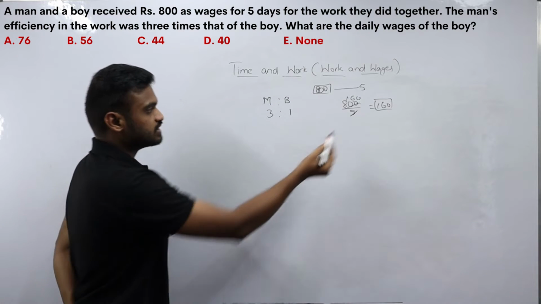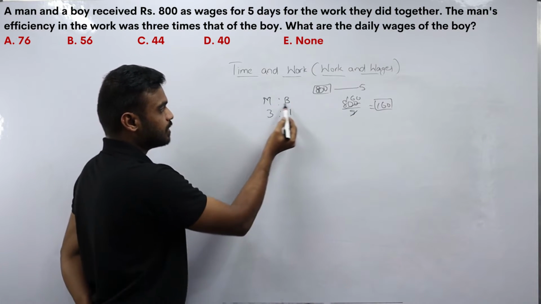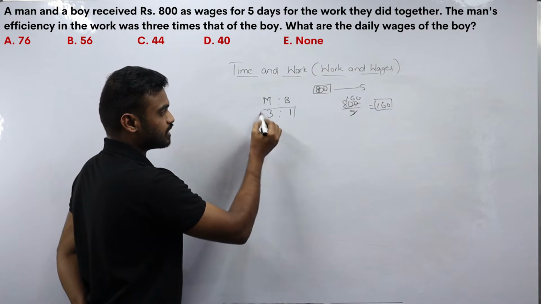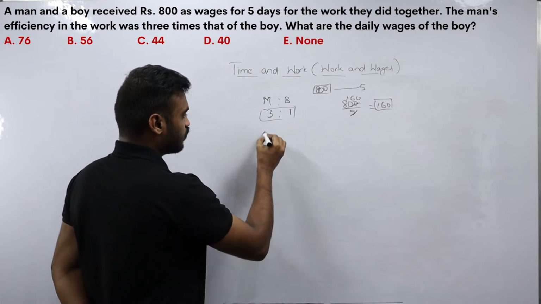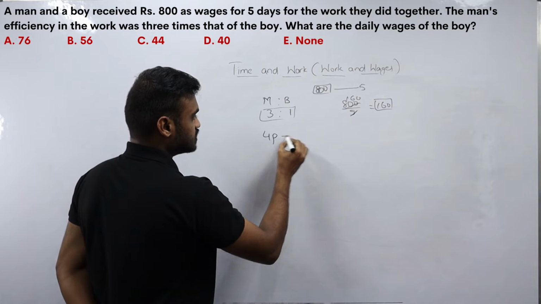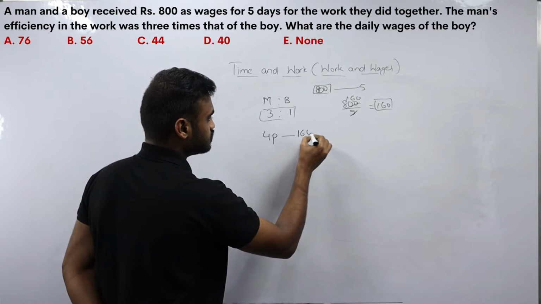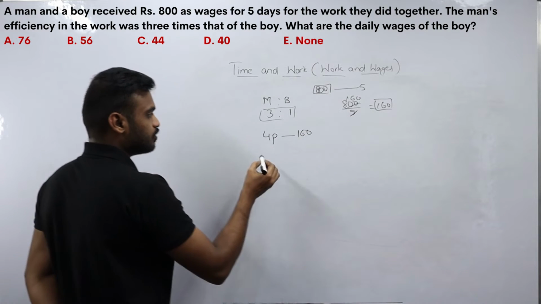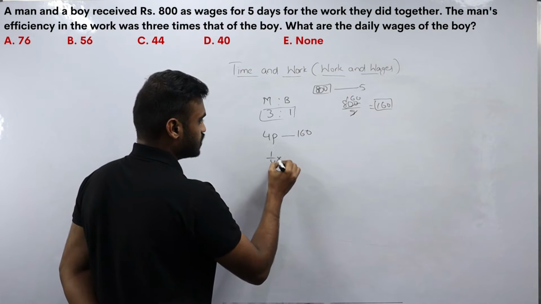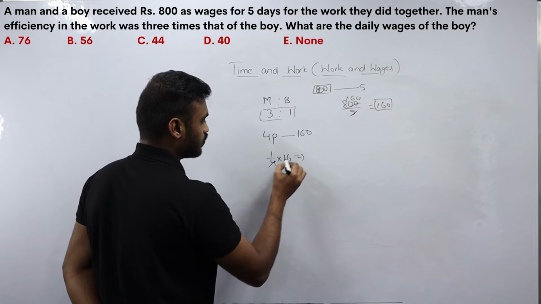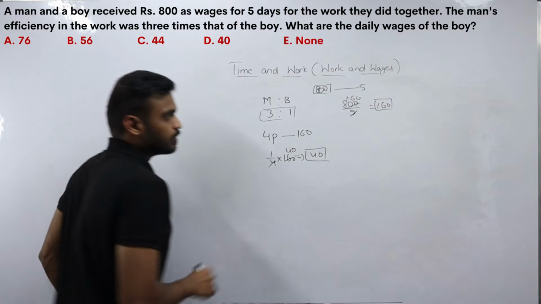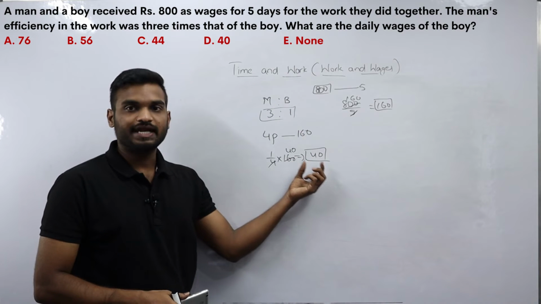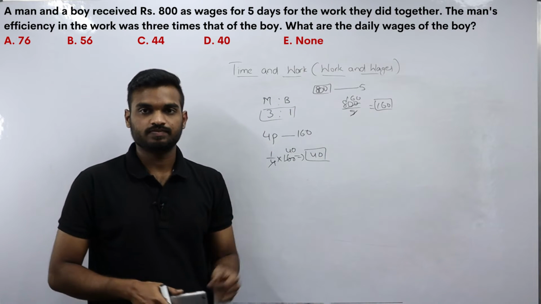Now the 160 rupees will be divided among the man and boy in 3 is to 1 ratio. They are totally 3 plus 1, that is 4 parts. 4 parts is equal to 160 rupees. Now 1 part will be equal to 1 by 4 into 160. We will get 40 rupees. So boy's daily share of money is 40 rupees in this 160 rupees.